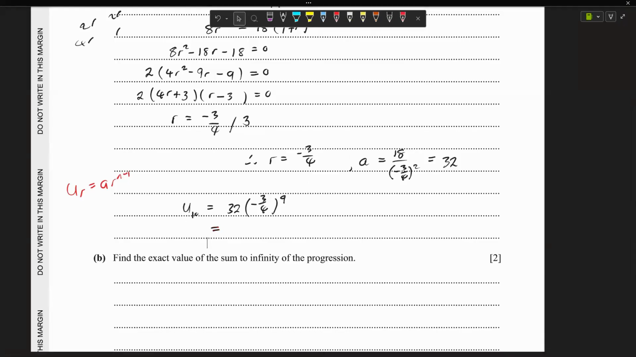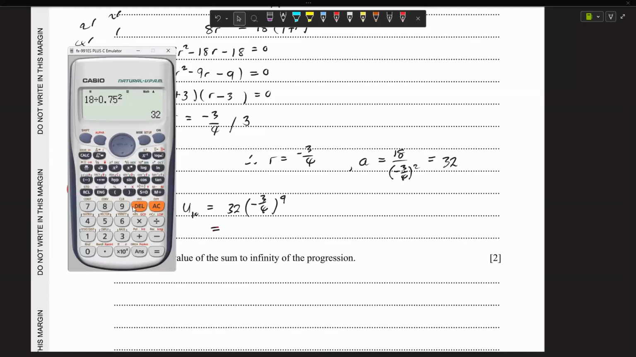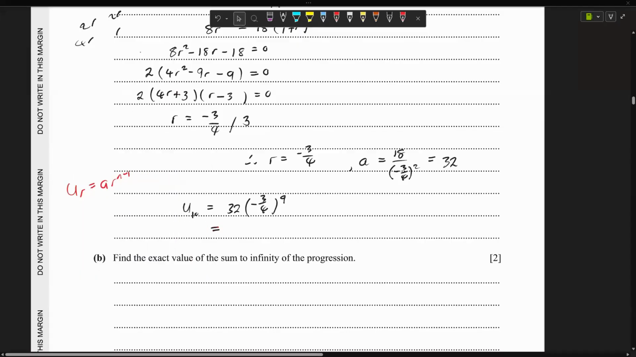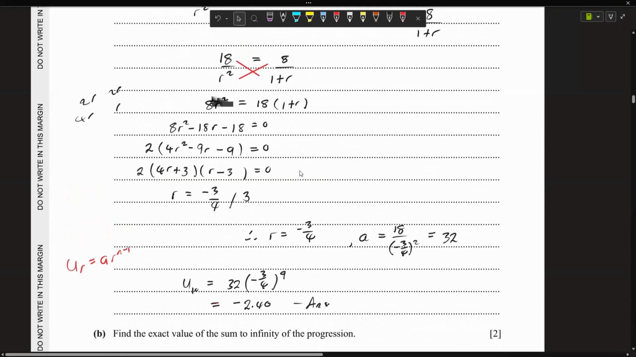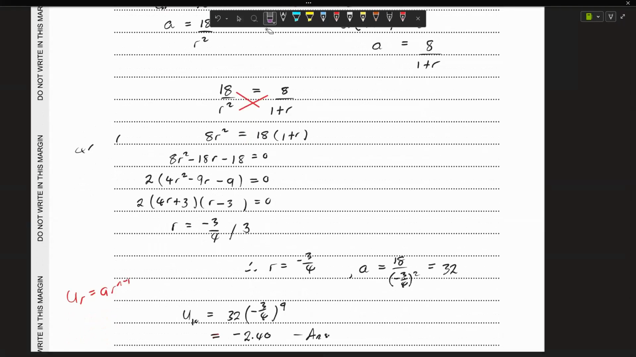That's 32 times negative 0.75 to the power of 9. And we get the answer to be negative 2.40 to 3 significant figures. So negative 2.40, this becomes the answer. All right, so that's how we do it. I hope that's all good. I hope you got it, guys.